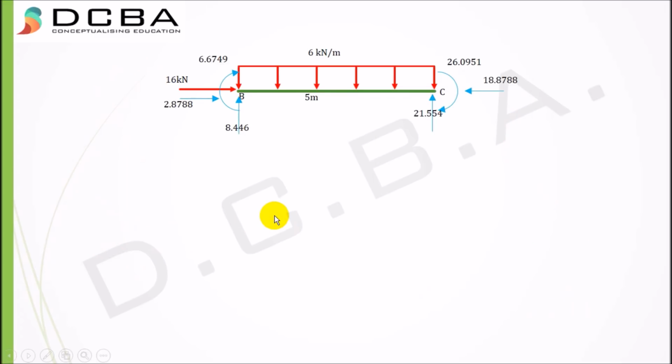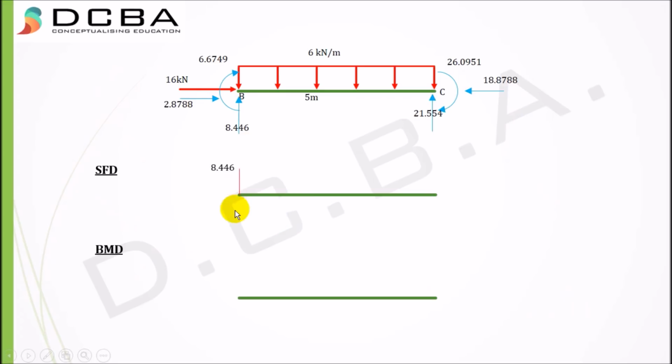SFD for member BC would be 8.446 upwards, and then joining it down, that is 8.446 minus 6 into 5, I get 21.554 downward, and then joining it. This is your shear force diagram, and this suggests that the moment would be maximum here, right? So you will have to find the maximum moment at this point as well.